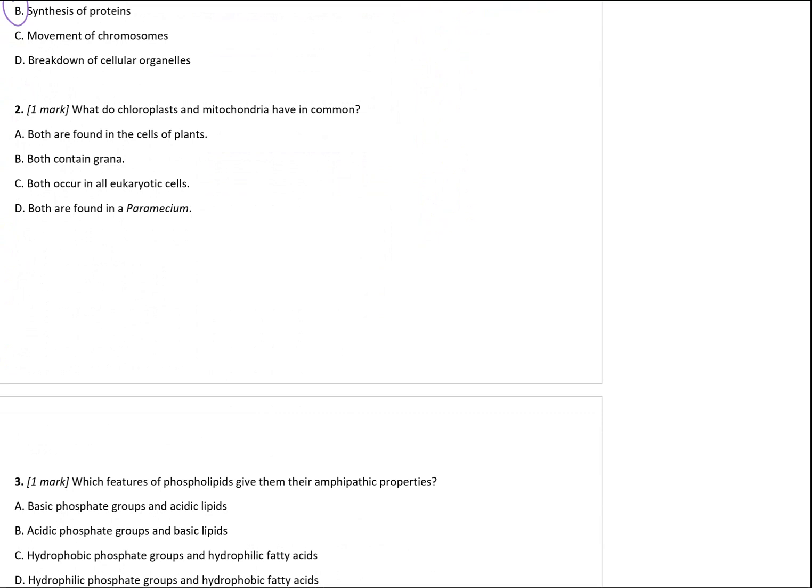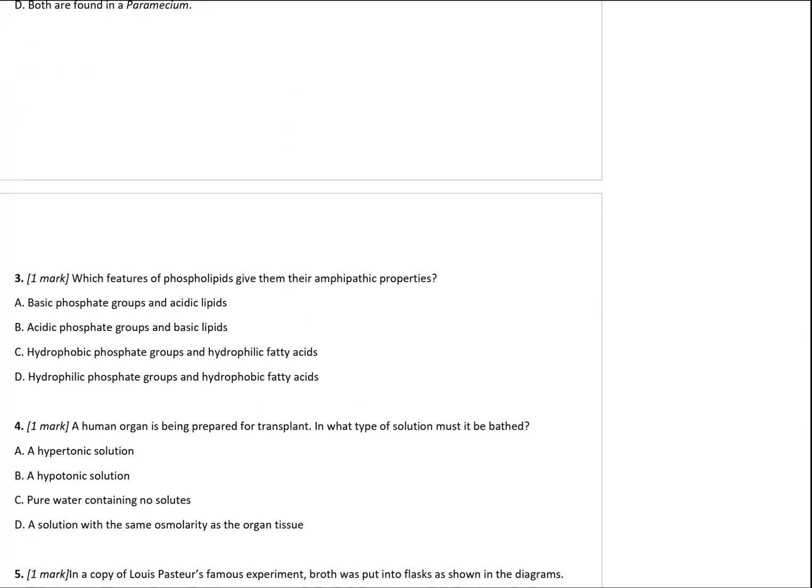So we read down, both are found in the cells of plants. That is a true fact. So it's probably that, but let's just idiot check. Both contain guanine. No, only chloroplasts do. Both occur in all eukaryotic cells. No, because chloroplasts aren't in animal cells. And both are found in paramecium. Absolutely not. So A, perfect.